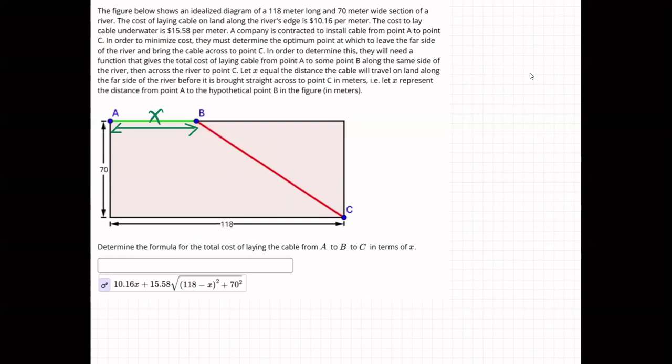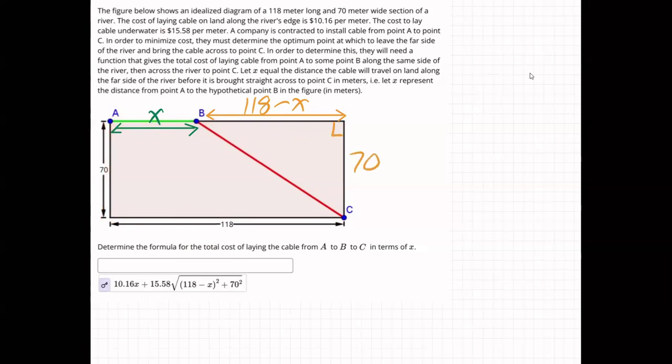Okay. Well, we know this is x. Let's get this length first, and then we'll get the cost. How far is it from B to C? We can say we have a right triangle right here, right? And we know how big this piece is. It's 118 minus x. Do you see that? Why? Because all the way across is 118. Take away x, this is the leftover. It's the difference, right? All the way across is 118. Take away the first part x, you're left with 118 take away x. Now this is 70, so the other side is clearly 70.